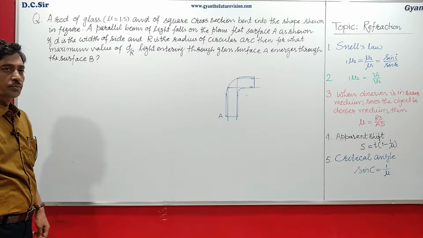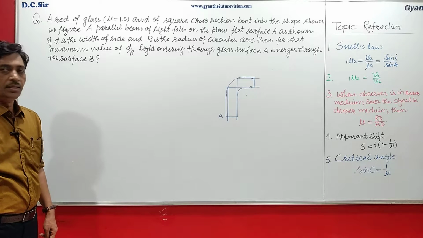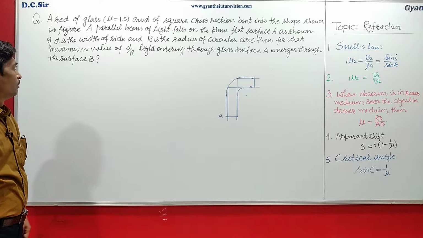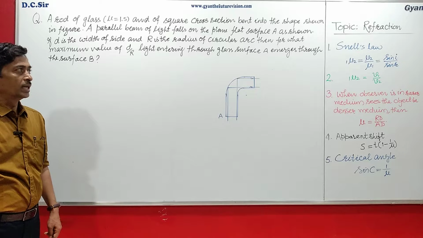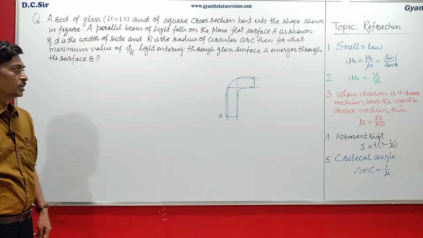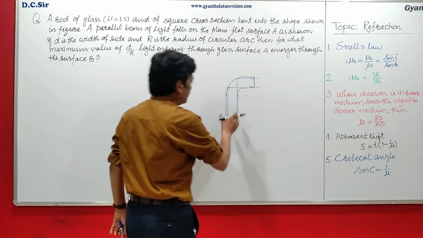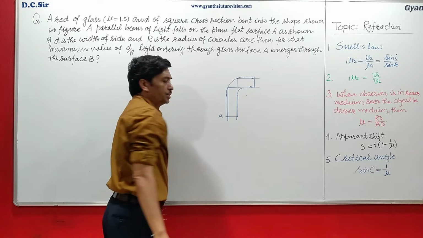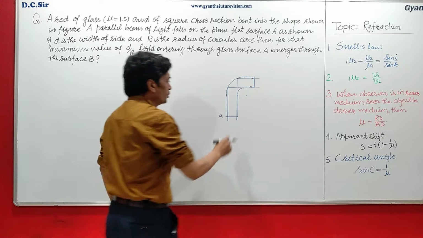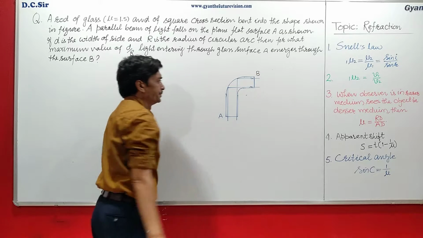If D is the width of the side and R is the radius of the circular arc, then for what maximum value of D by R will light entering through the glass surface A emerge through the surface B? So here, students, you have this glass rod bent in this shape. Light entering at this end A should be transmitted through end B.